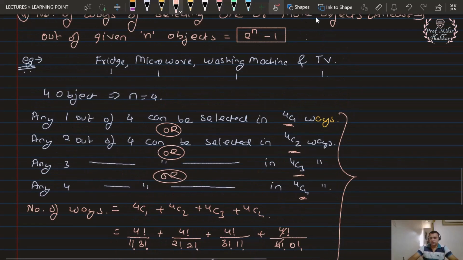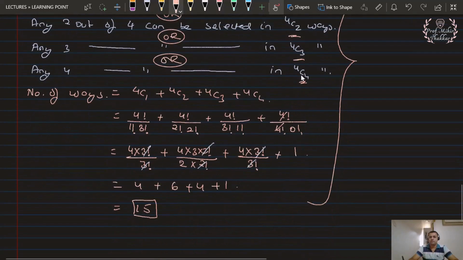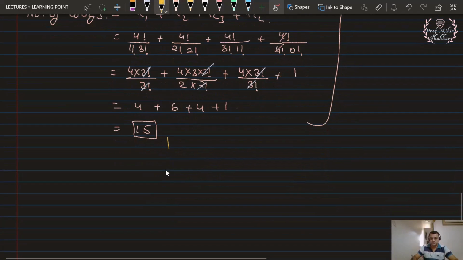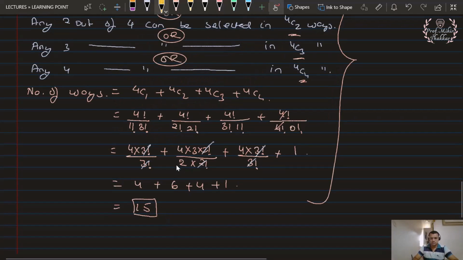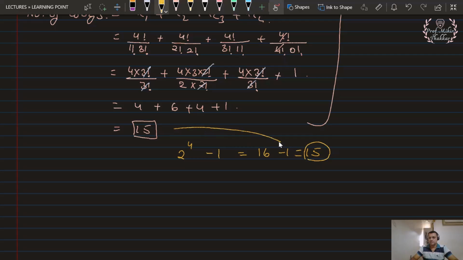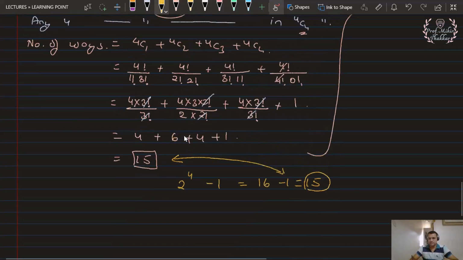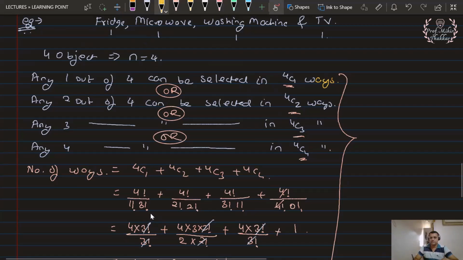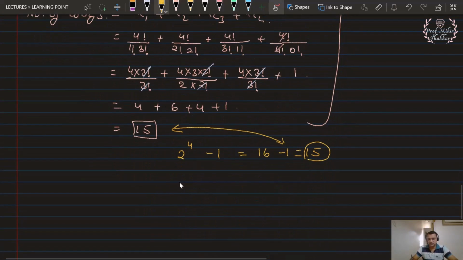But I have a shortcut idea: 2 to the power n minus 1. If I want to directly apply this shortcut, 2 to the power 4 minus 1. 2 raised to 4 is 16, minus 1 is also equal to 15. So I can say, instead of doing such a huge calculation in an exam or in an MCQ, for a shortcut we can directly apply this particular property.